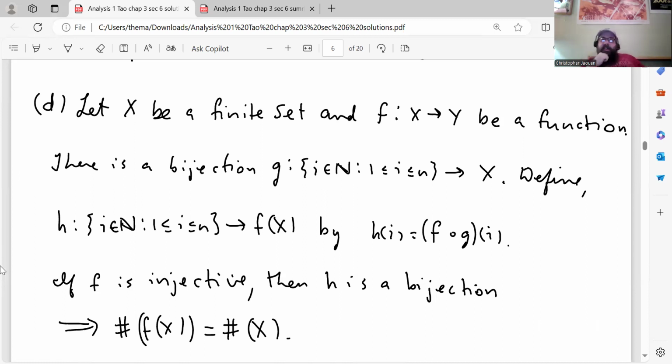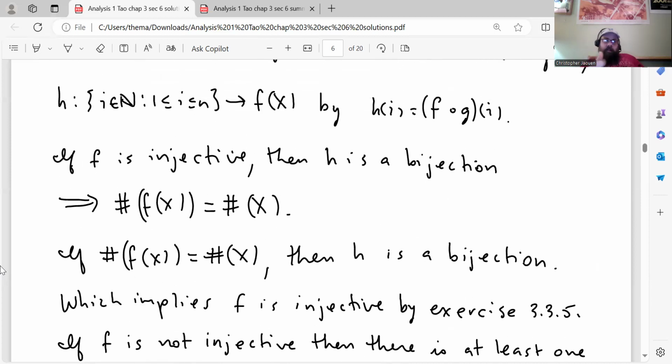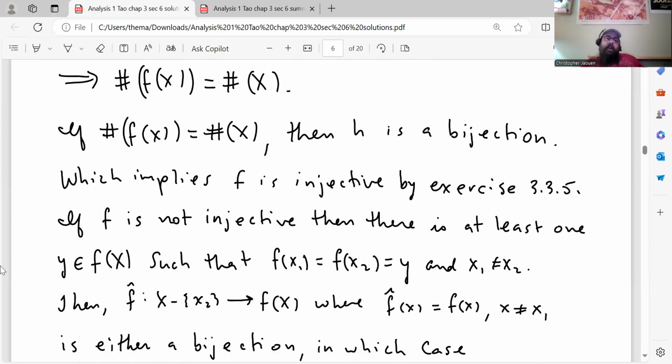Okay, let X be a finite set and f from X to Y be a function. There is a bijection g from 1 to n to X. Define h from 1 to n to f of X, the forward image of X under f, by h of i equals the composition of f composed with g evaluated at i. If f is injective, then obviously h is a bijection. So that implies that the cardinality of the forward image of X under f is equal to the cardinality of X. And then in the other direction, if the cardinality of the forward image of X under f is equal to the cardinality of X, then h is a bijection, which implies f is injective by my solution to exercise 335.